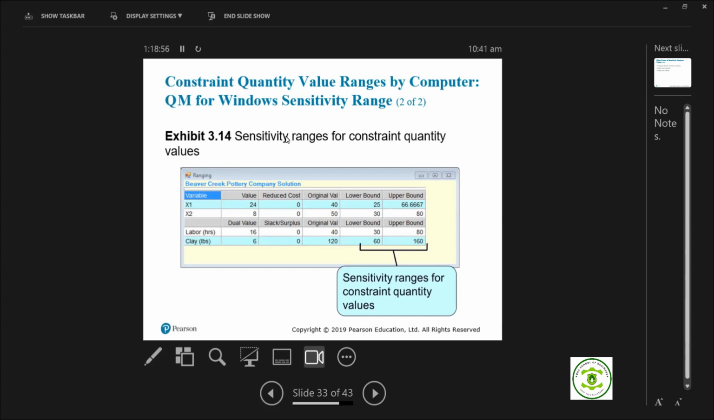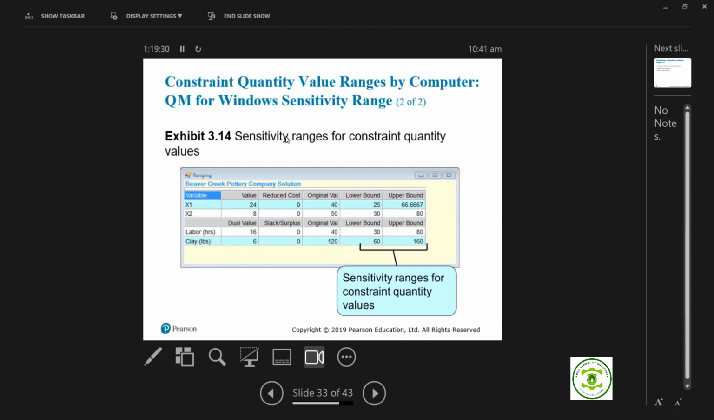Then you look at the upper bound, telling us that so long as we increase the right-hand variable, which is the total amount of labor available, up to 80, the shadow price will remain 60. If it moves beyond 80, then the shadow price of 16 will no longer be valid.